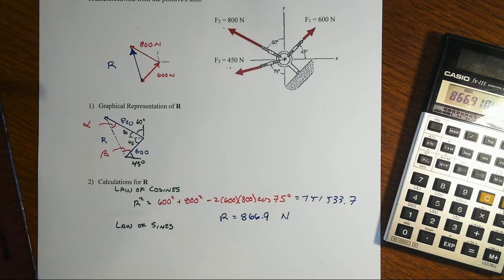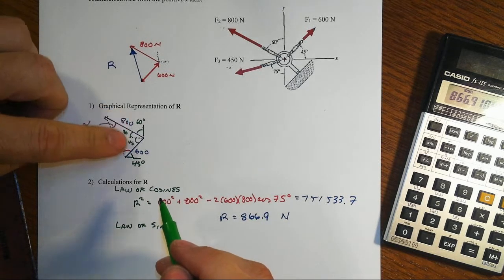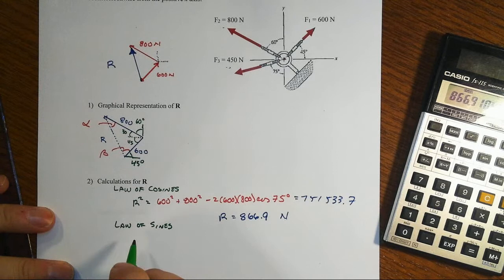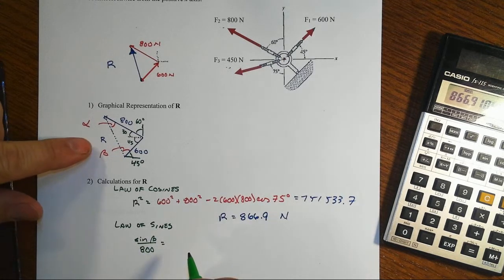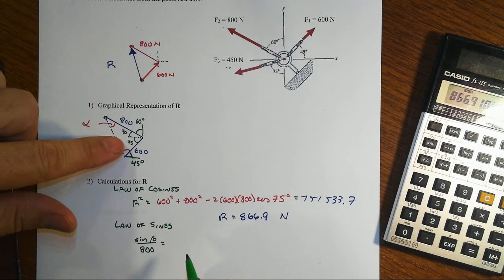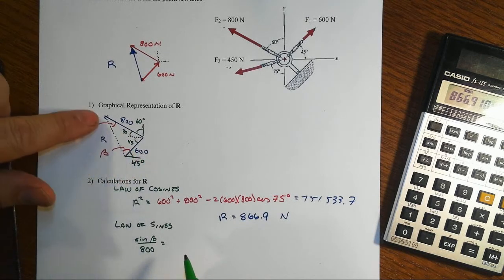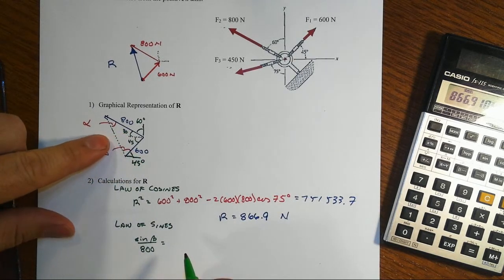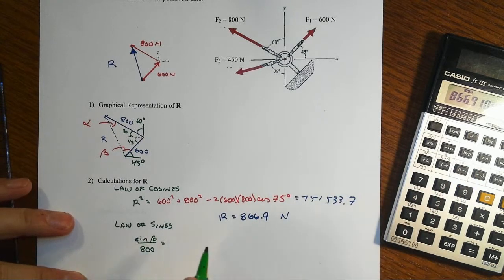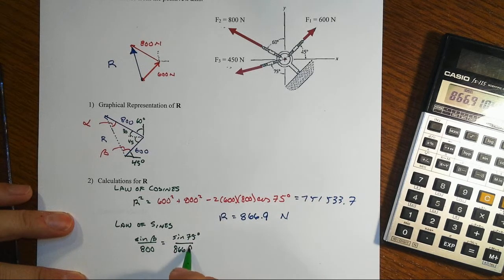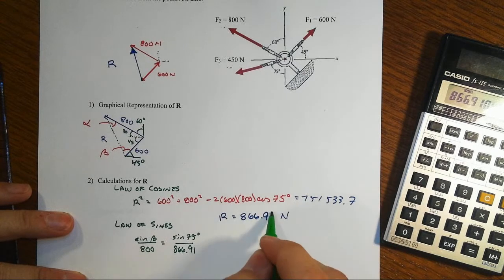If we do that, then what do we get? We want to find beta, that's opposite of the 800. So sine of beta over the 800 would be equal to, well, now I know that I have the 75 and I know r, I have the 600 and alpha, I don't know that one. So since we know r, and I still have it in my calculator here, we've got sine of 75 degrees over 866.91, it turns out to be.